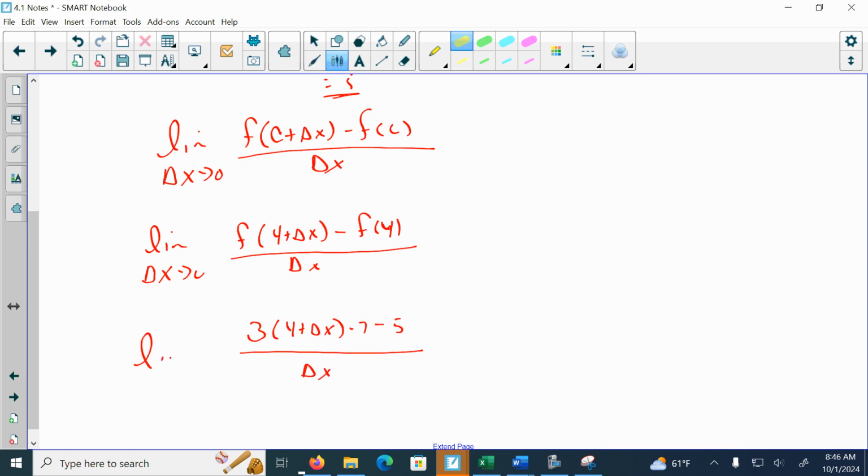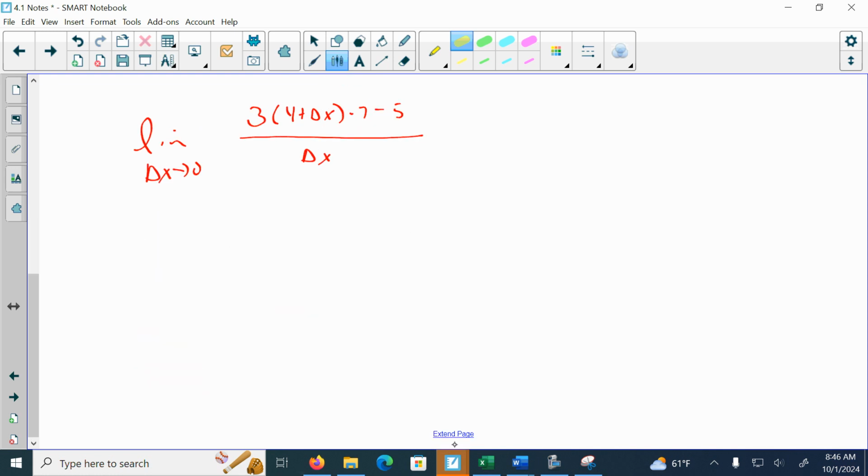And remember, you're writing this limit as delta x approaches 0 down the whole problem. It's really messy, so sorry. So now I'm going to have 12.